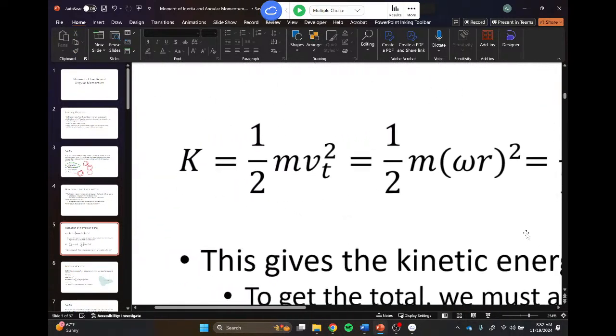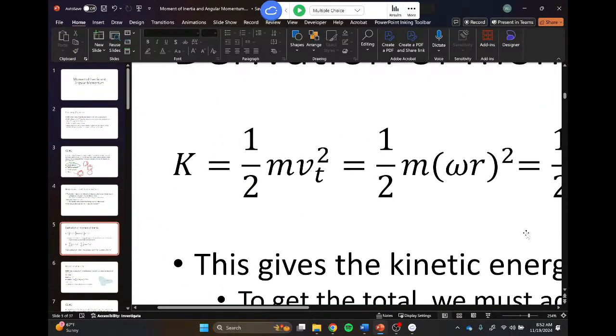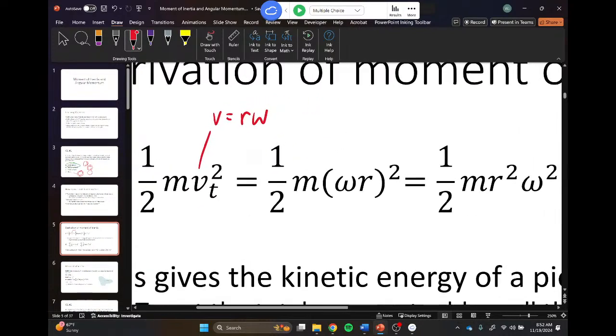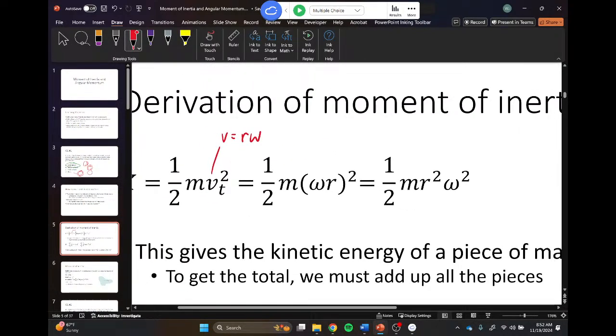I'm going to force you to only look at one thing. Hopefully you're really cool with K equals 1/2 mv squared. Kinetic energy is 1/2 mv squared. Nothing crazy. Replace v with omega r. Remember, to go from rotational to linear, you just multiply by r. Really straightforward. So v equals r omega, where omega is angular velocity. Great. So you get 1/2 m r squared omega squared.